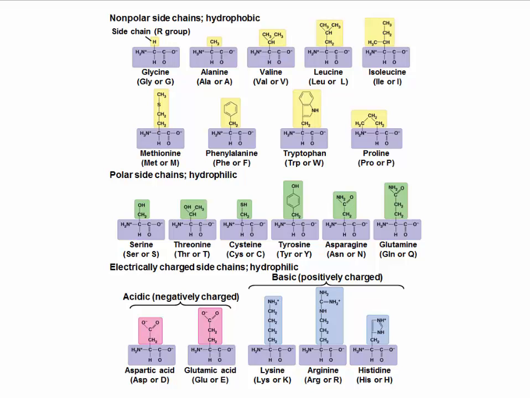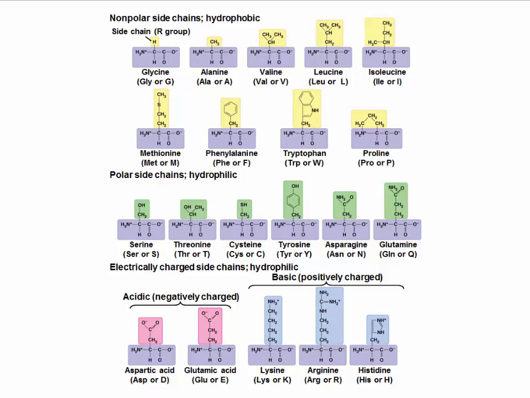But at the very bottom of the page, you see two groups. They're acidic or they're basic. So this is kind of cool. We have amino acids that are acidic, like aspartic acid or glutamic acid. Glutamic acid actually comes from glutamine, which you see in the middle of the slide as a hydrophilic electrically charged side chain. And then we have amino acids that are basic or positively charged, like lysine, arginine, and histidine.